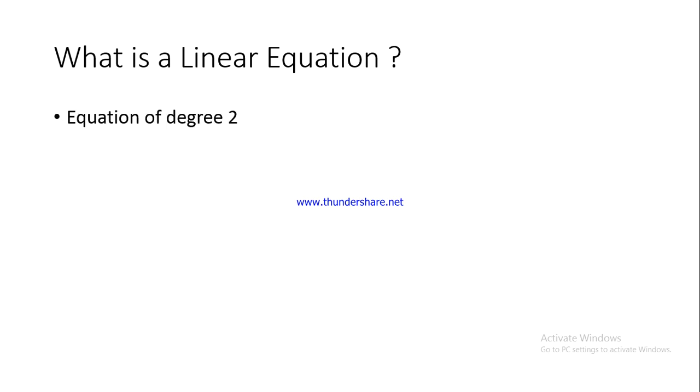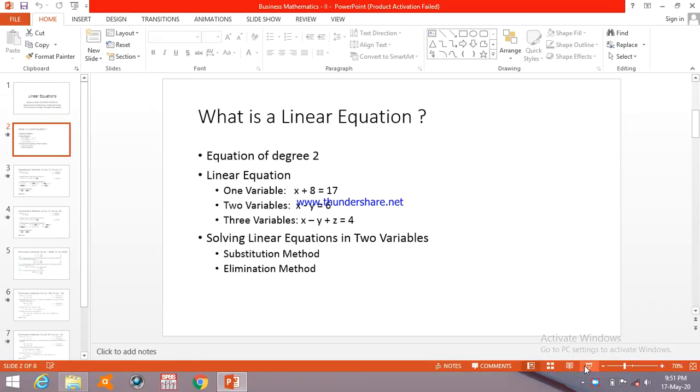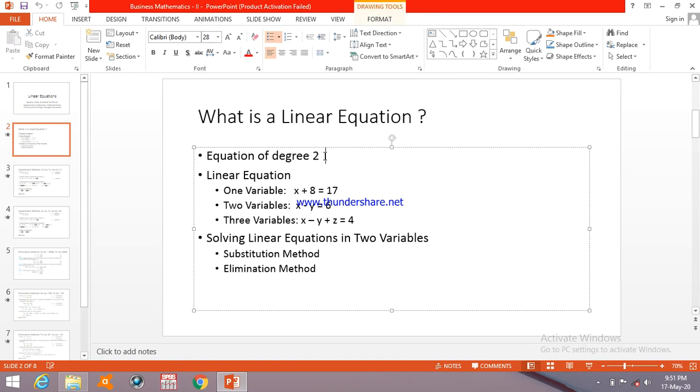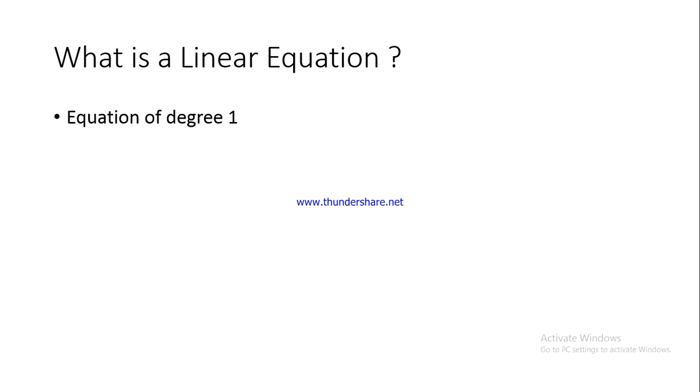A linear equation is an equation of degree, how is it, 2. It should not be 2, it is basically 1. So a linear equation is an equation of degree 1. Now, what do we mean by an equation of degree 1? Basically, you know that degree is the highest power in an equation. So in a linear equation, the highest power of any term would be 1, and it cannot be beyond 1. It cannot be 2, 3, 4 and so on.